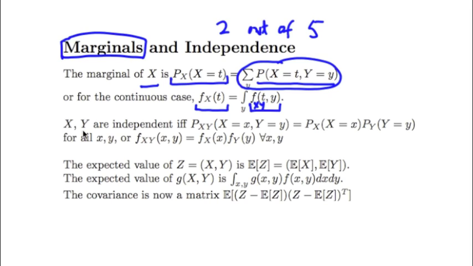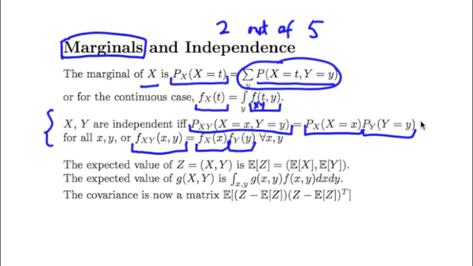Now X and Y are independent if and only if the joint distribution is the product of the marginals. This is how you would characterize it for discrete distributions. For continuous distributions, we say that the joint PDF of X and Y is the product of the marginal PDFs, and this must hold at all points x and y in the domain of capital X and capital Y. Great, so that's what independence is. It basically says that the joint is the product of the marginals.